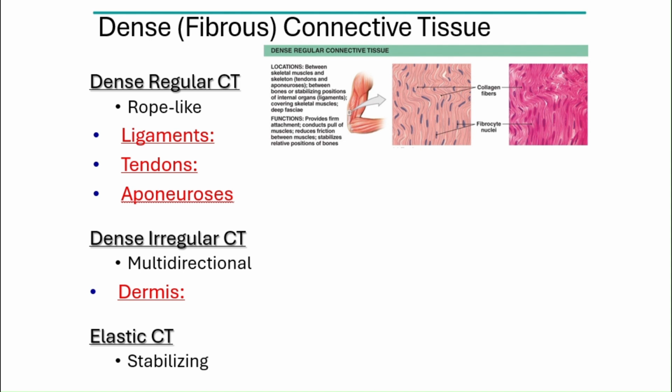But the dense connective tissue can be found at the ligament, tendon, or aponeurosis. The dense connective tissue could be regular or irregular or elastic. The regular, as I mentioned, you can find it at the ligament, tendon, or aponeurosis. But the irregular can be found at the dermis, okay, the dermis of skin. But the elastic connective tissue can be found at the elastic vessels or heart or the lungs.